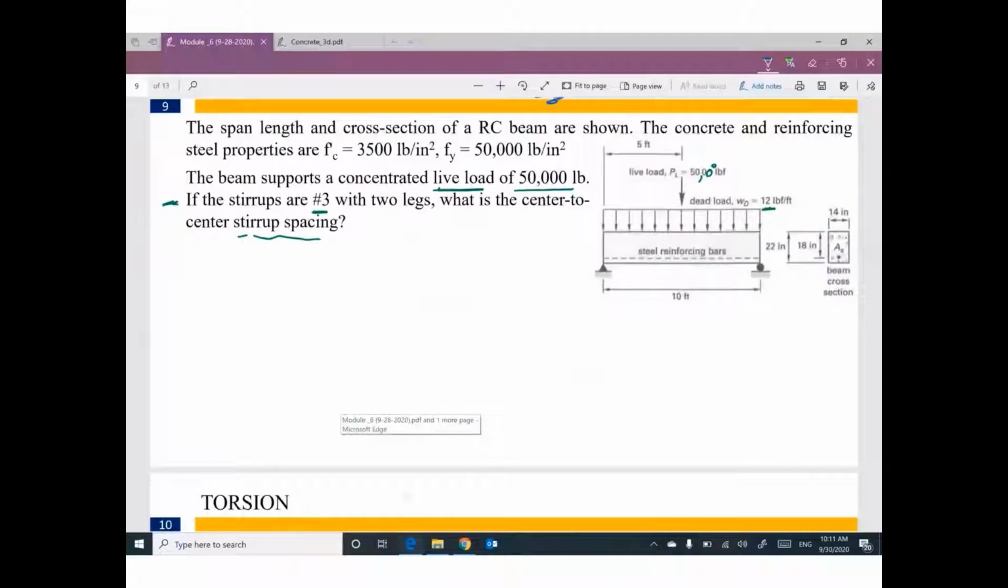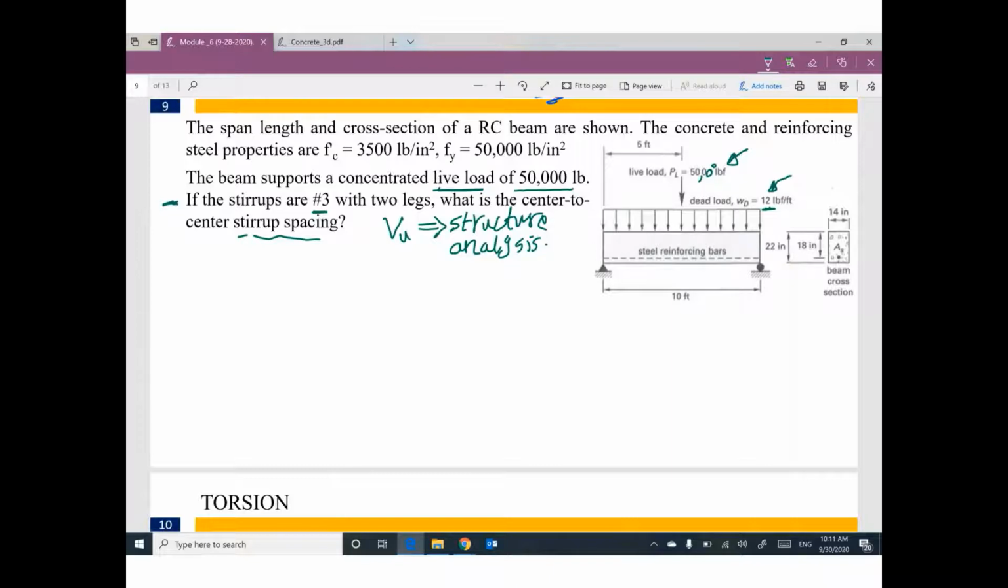Okay, so guys, first step, we need to figure out the value of the ultimate shear. So we need to go back to structural analysis. To do that, you have to put your hands on what loads you have. We have a given live load, concentrated load. We have a given dead load, uniformly distributed. But remember, the own weight is not included.